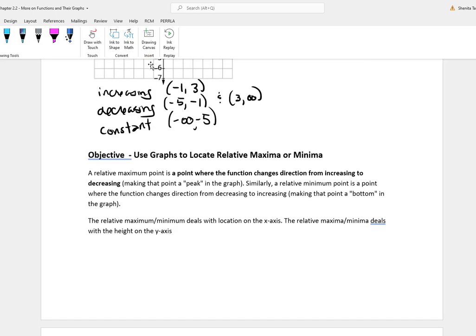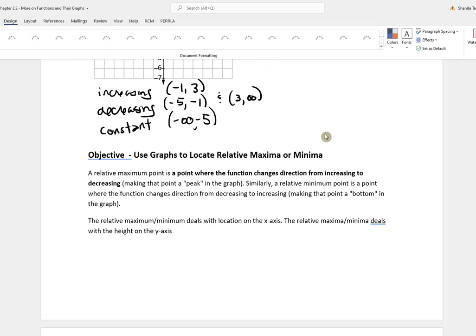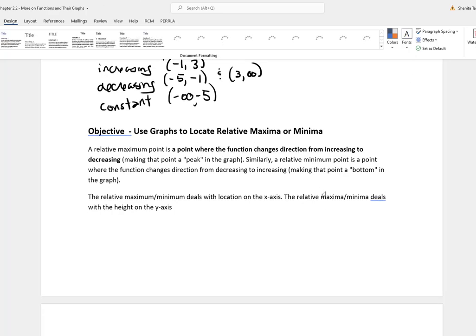Alright, so now we're going to talk about using the graphs to locate relative maximum and minimum. A relative maximum point is a point where the function changes directions from increasing to decreasing, making that point a peak. Then you have a relative minimum, and that's the point where the function changes directions from decreasing to increasing, making that point a bottom.